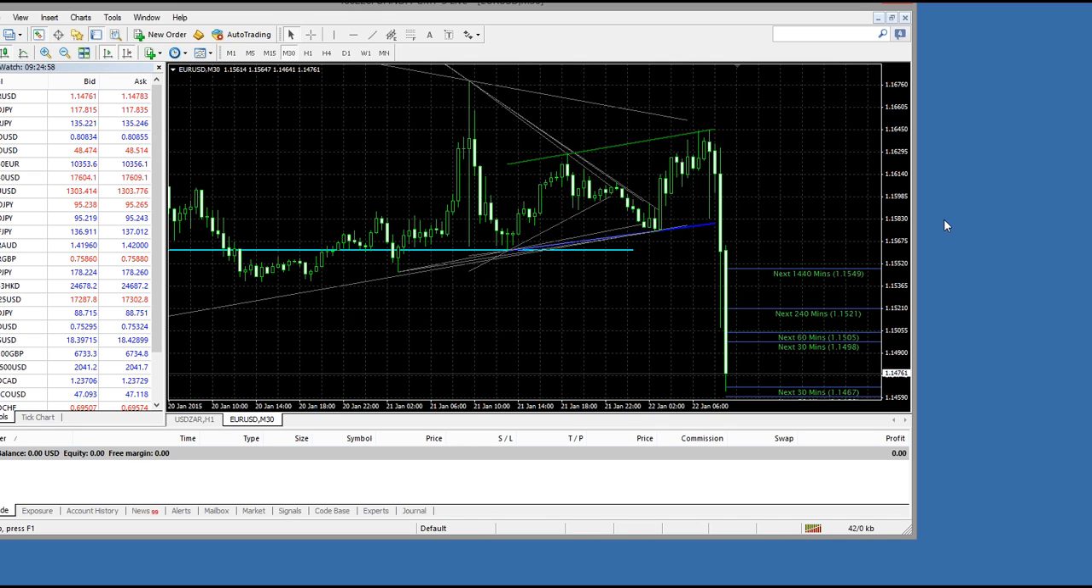How am I going to do this, because my trading platform is too big for my little laptop screen? Sorry guys, I'm just trying to get my trading platform to come up.